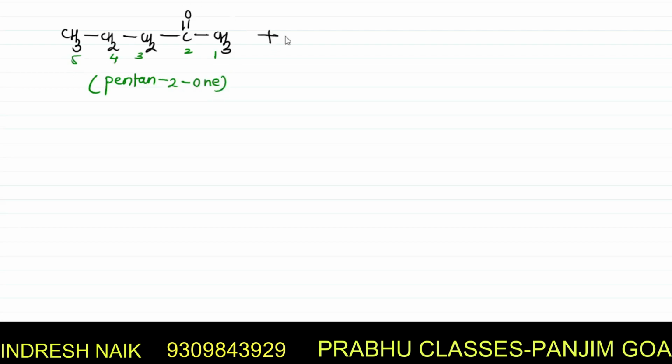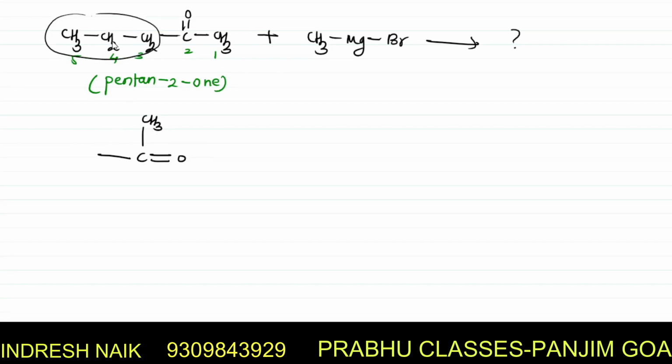If you react this with a Grignard reagent, let's say methyl magnesium bromide, what would be the product? The reaction is simple. The trick is that you need to rewrite it: C double bond O, with CH3 here. This whole part could also be written as C3H7. Instead of writing the whole chain, I'm writing C3H7. It is not necessary; you can write it in open form also. React this with methyl magnesium bromide. So what would be the product in the presence of dry ether?